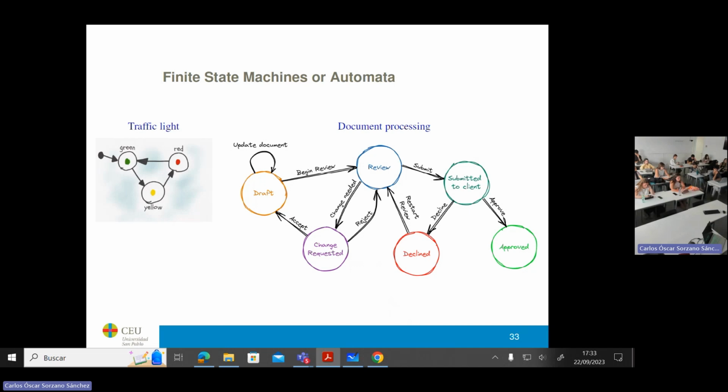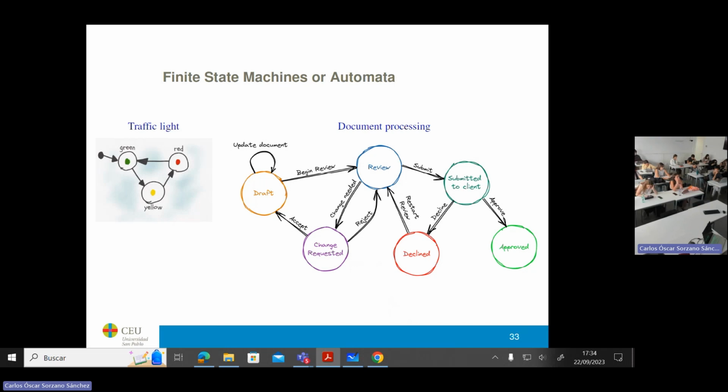So very simple automata, the traffic light. You have a red light that after a time goes to green, and then green goes to yellow, and yellow goes back to red. Each one of these colors is a state. So the system is in a particular state, and then it goes from one state to the next.